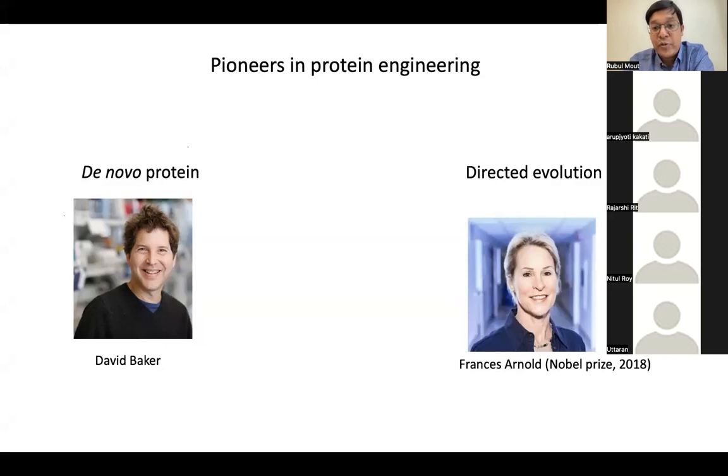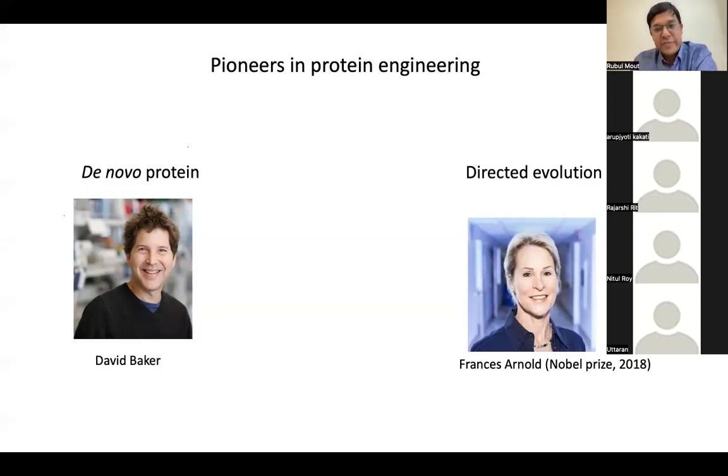That work mostly started with Frances Arnold, who got the Nobel Prize in 2018 for that very influential work. Arnold's work is what we call directed evolution, meaning that you evolve the protein, re-engineer it, so that you can reshape it and give it new function.